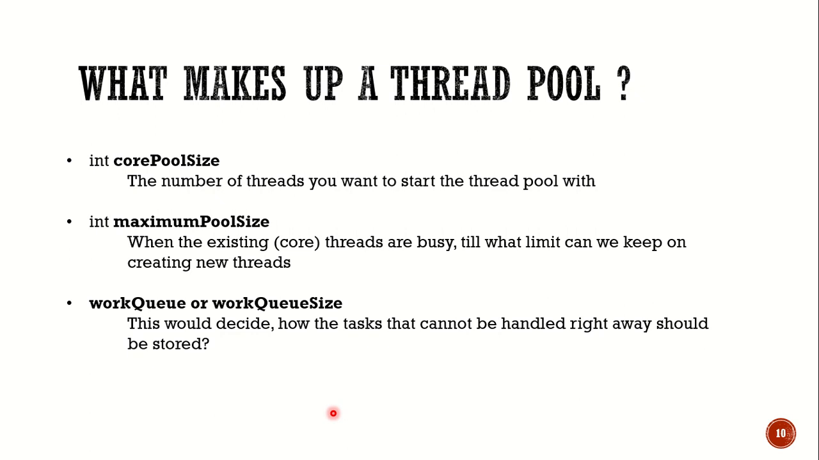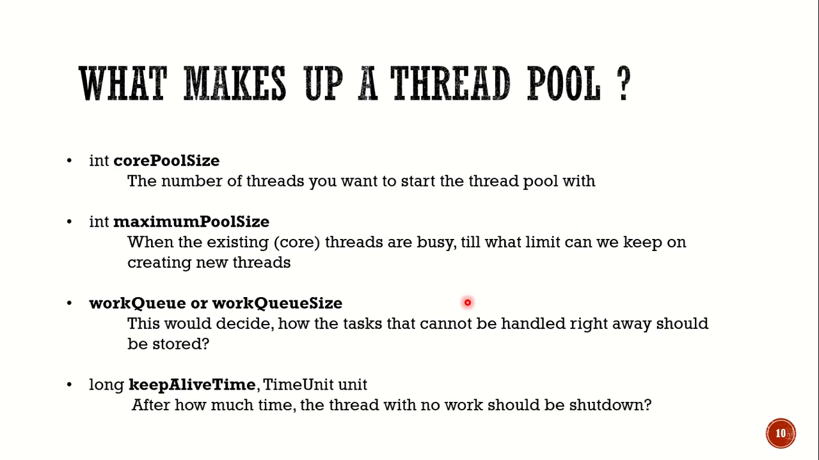And the reason they cannot be handled right away is that all the existing threads are still busy. And the fourth important parameter is keep alive time, that is, after how much time a thread with no work should be shut down. Now to understand how these four parameters impact the behavior of a thread pool, let's take a few scenarios.